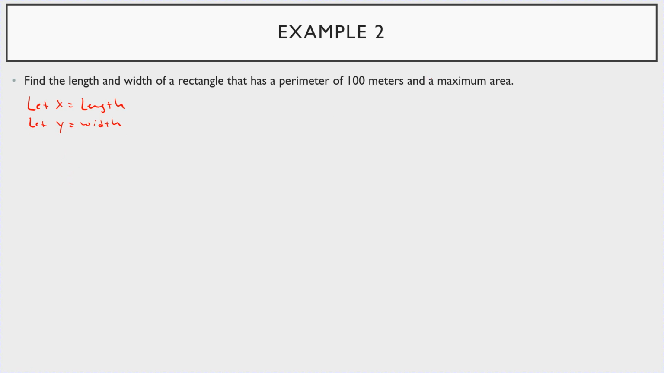I want to maximize the area of the rectangle. This is the calculus part. So I have my primary equation: I want to maximize the area, so area is equal to x times y. What is the secondary equation? I have to plug this in somehow. Well, I have this constraint. The secondary equation is the perimeter.